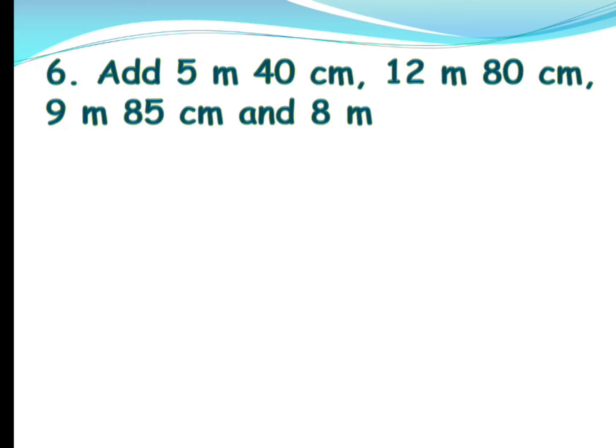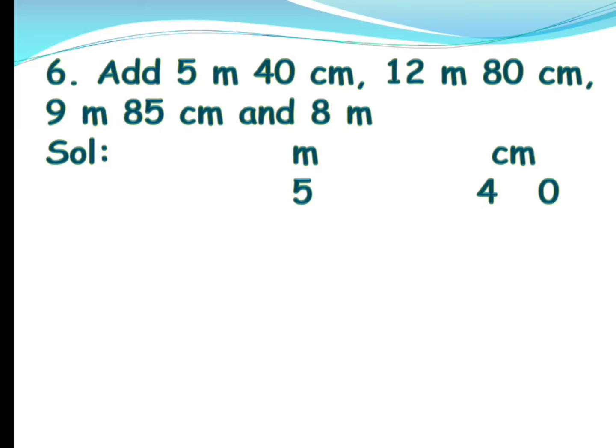So here what we'll do is we will make the columns as meters and centimeters, and in that you will have ones, tens, hundreds, thousands places. Okay, like this. So meters and centimeters. So the first one is 5 meters 40 centimeters. So under meters you will write 5 and under centimeters you will write 40. Okay, next. 12 meters, 80 centimeters. So in meters also you have ones and tens, and in centimeters also ones and tens.